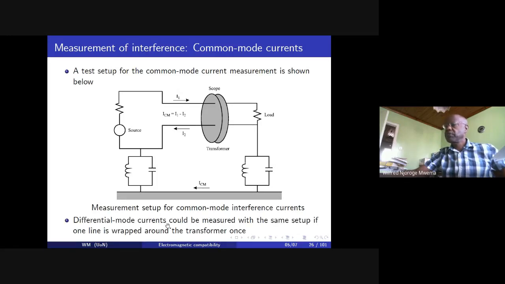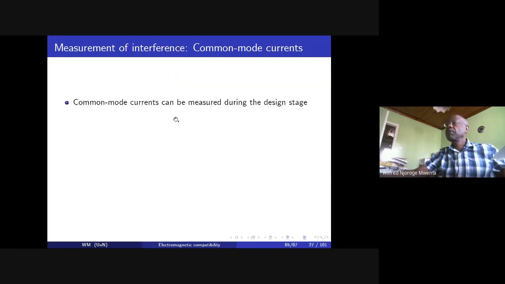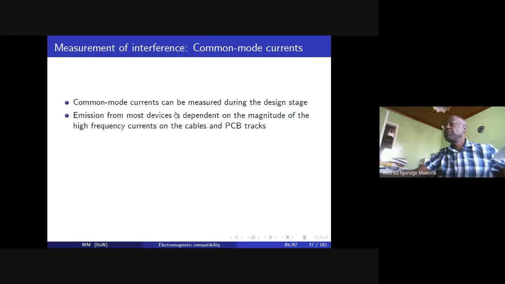So differential mode currents would be measured with the same setup if one line is then wrapped around the transformer at least once. That is, we can make a loop around the transformer once, and then we'll be able to measure the differential current. So common mode currents can be measured during the design stage, and emission from most devices will then be dependent on the magnitude of the high frequency currents on the cables and the PCB tracks, especially if your system is a digital one.